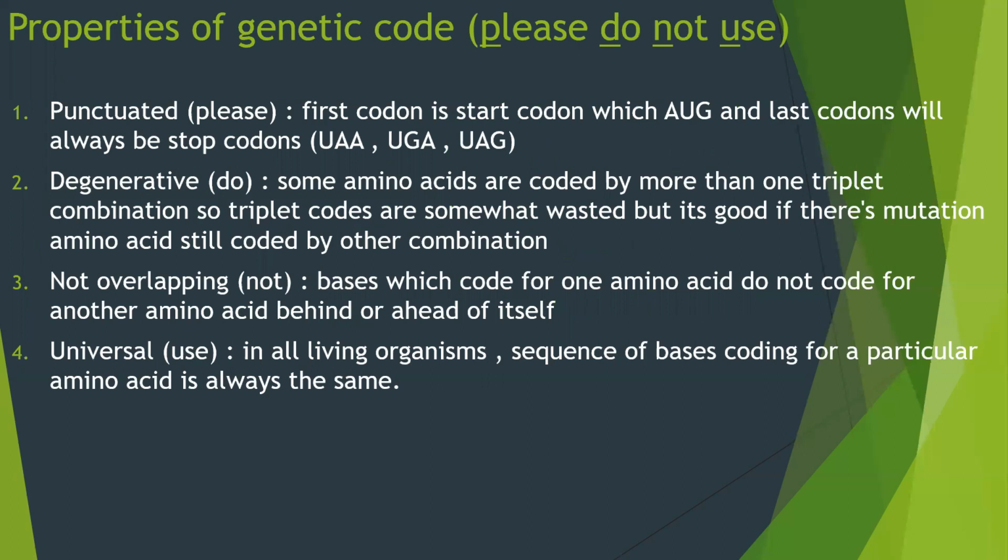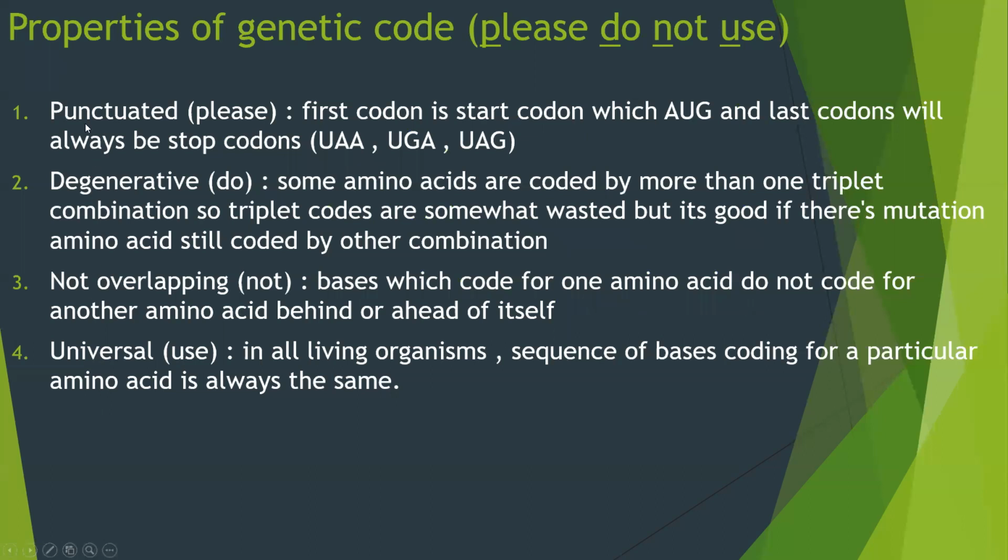And the genetic code is basically the sequence of bases which is present on the coding strand on the DNA molecule. And we use this acronym, which is please do not use. So I just came up with that. And you just take note of the first letters of everything. So P, D, N, and then Q, right?